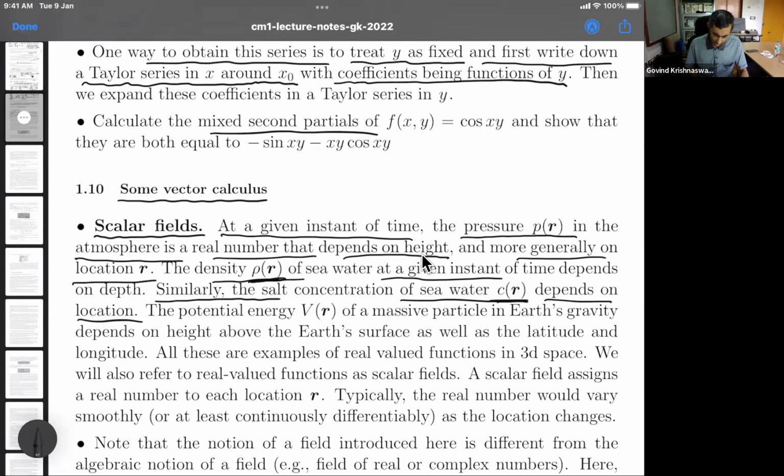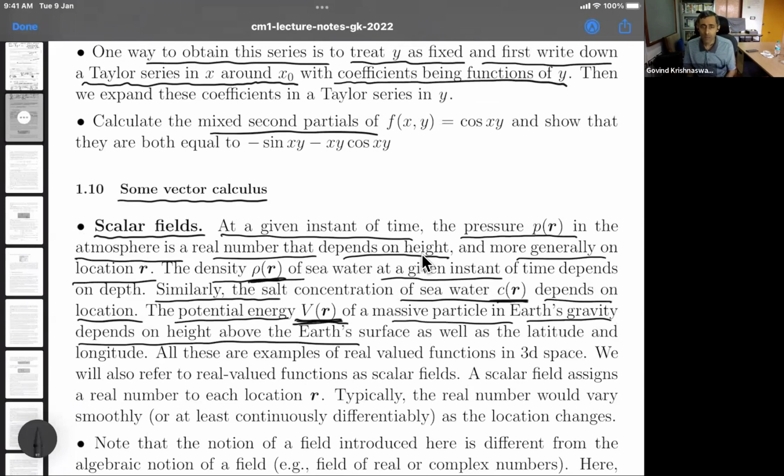Similarly, the potential energy, we've not talked about energy very much, but you can imagine the potential energy of a massive particle in Earth's gravity depends on the height above the Earth's surface. If you're higher up, the potential energy is somewhat more. So that potential energy is again a function of location. That is another example of a scalar field.